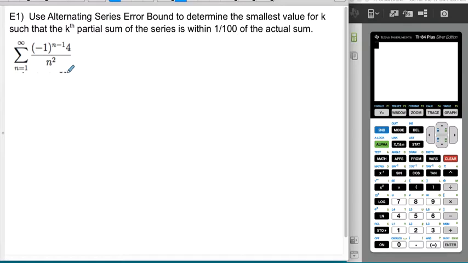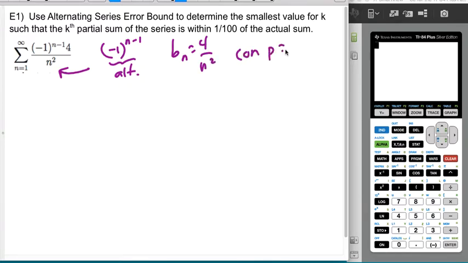So we can see that this thing converges using the alternating series test, because remember, this is a -1 to the n plus 1. That's the part that's alternating, right? And that means my b sub n is 4 over n squared, which definitely converges because it's a p series where p is 2. So if it converges without alternating, it definitely also converges by alternating.